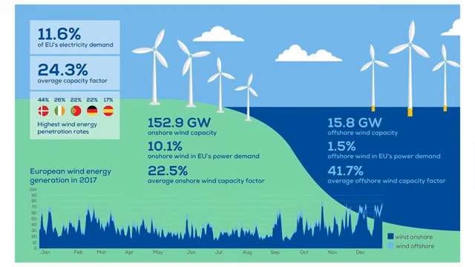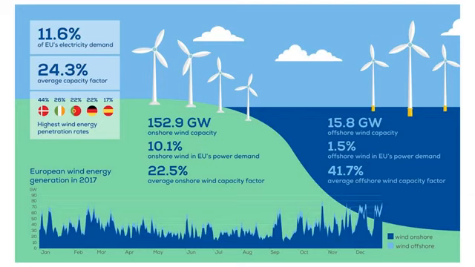Here is shown a comparison of offshore and onshore wind capacity in Europe as of the year 2017. The offshore wind capacity generated 15.8 gigawatts, which contributed 1.5% of the offshore wind in European Union's power generation demand. The capacity factor for the average offshore wind energy is 41.7%.